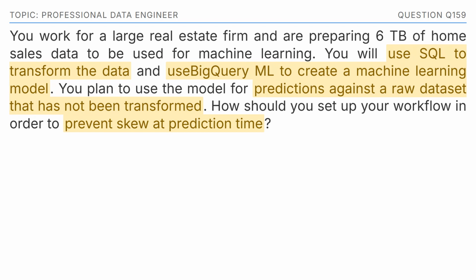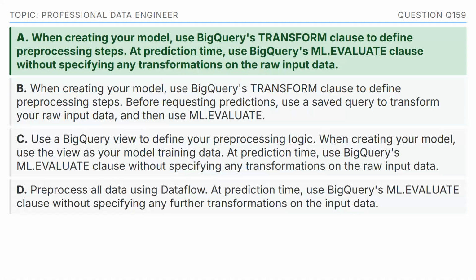To arrive at the correct answer, we focus on the keywords: use SQL to transform the data, use BigQuery ML to create a machine learning model, predictions against a raw dataset that has not been transformed, prevent skew at prediction time. The correct answer is option A. When creating your model, use BigQuery's TRANSFORM clause to define pre-processing steps. At prediction time, use BigQuery's ML.EVALUATE clause without specifying any transformations on the raw input data.